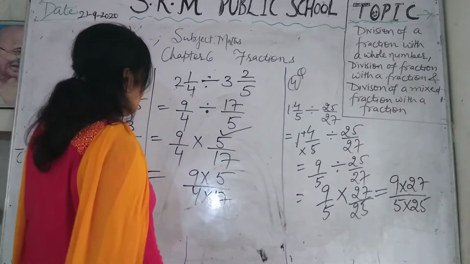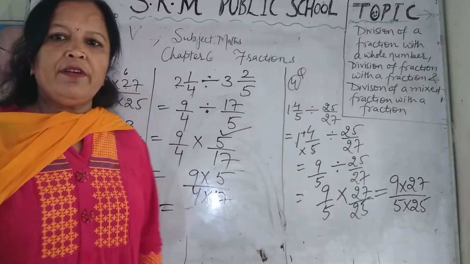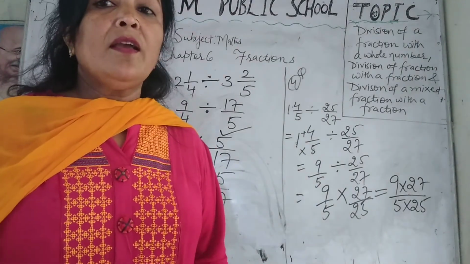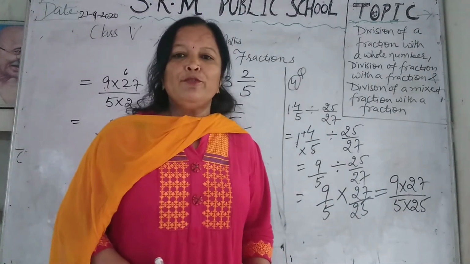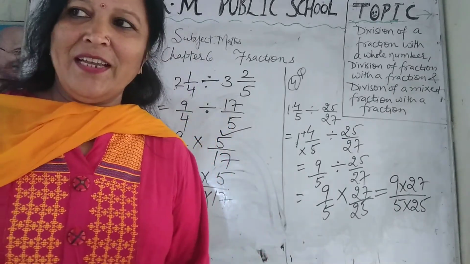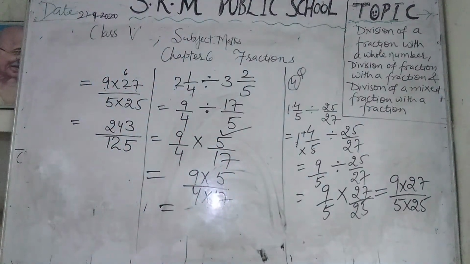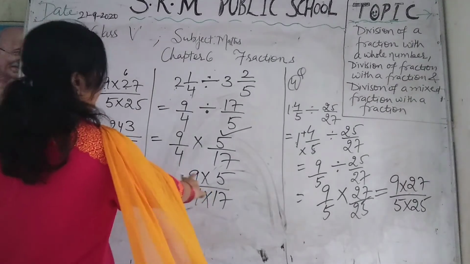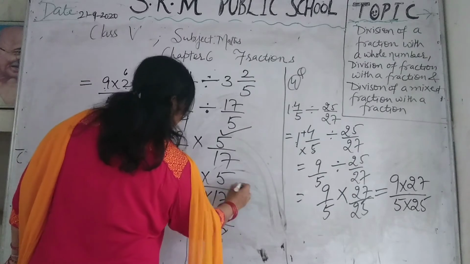Very simple. Now 9 5s are 45, and 17 4s are 68. Okay, 68. Note down till then. Now 9 5s are 45 and 4 17s are 68.